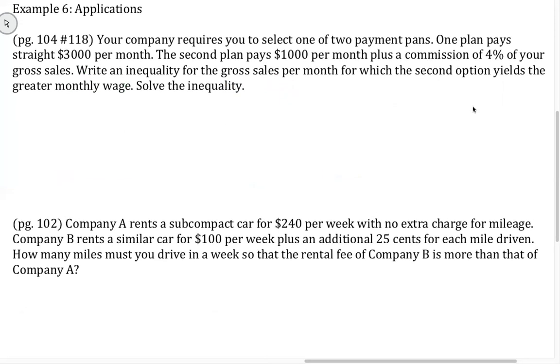All right, your company requires you to select one of 2 payment plans. One plan pays straight $3,000 per month. The second plan pays $1,000 per month plus a 4% commission for gross sales. Write an inequality for the gross sales per month for which the second option yields greater monthly wage.